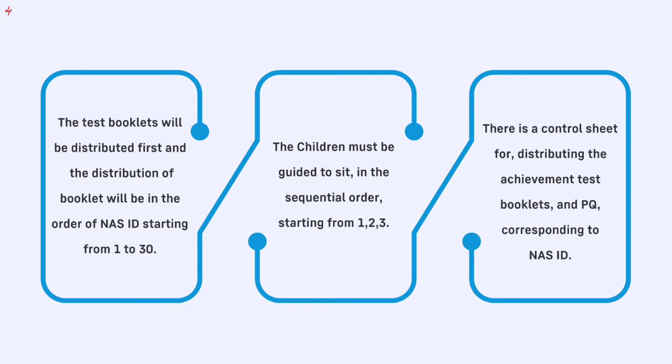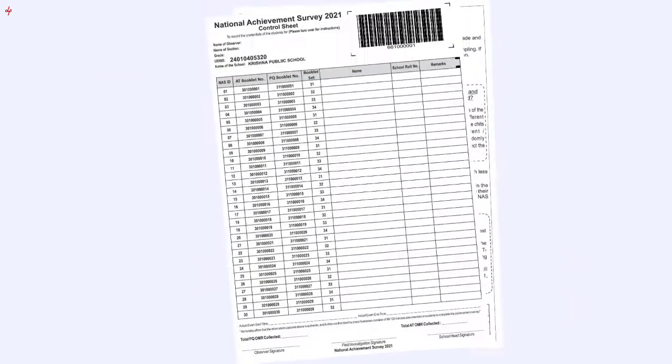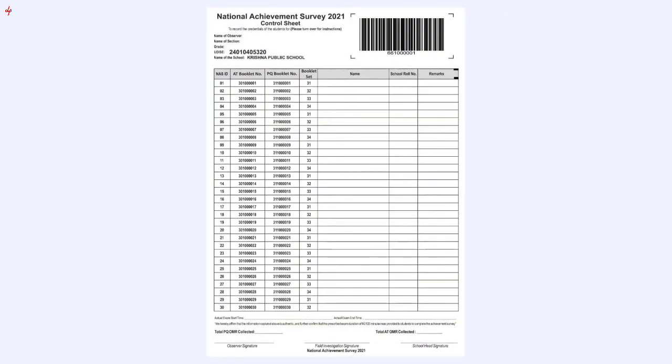There is a control sheet for distributing the achievement test booklets and PQ corresponding to NAS ID. The correct booklet serial number for AT and PQ should be distributed as per the NAS ID. The control sheet broadly has 4 sections.